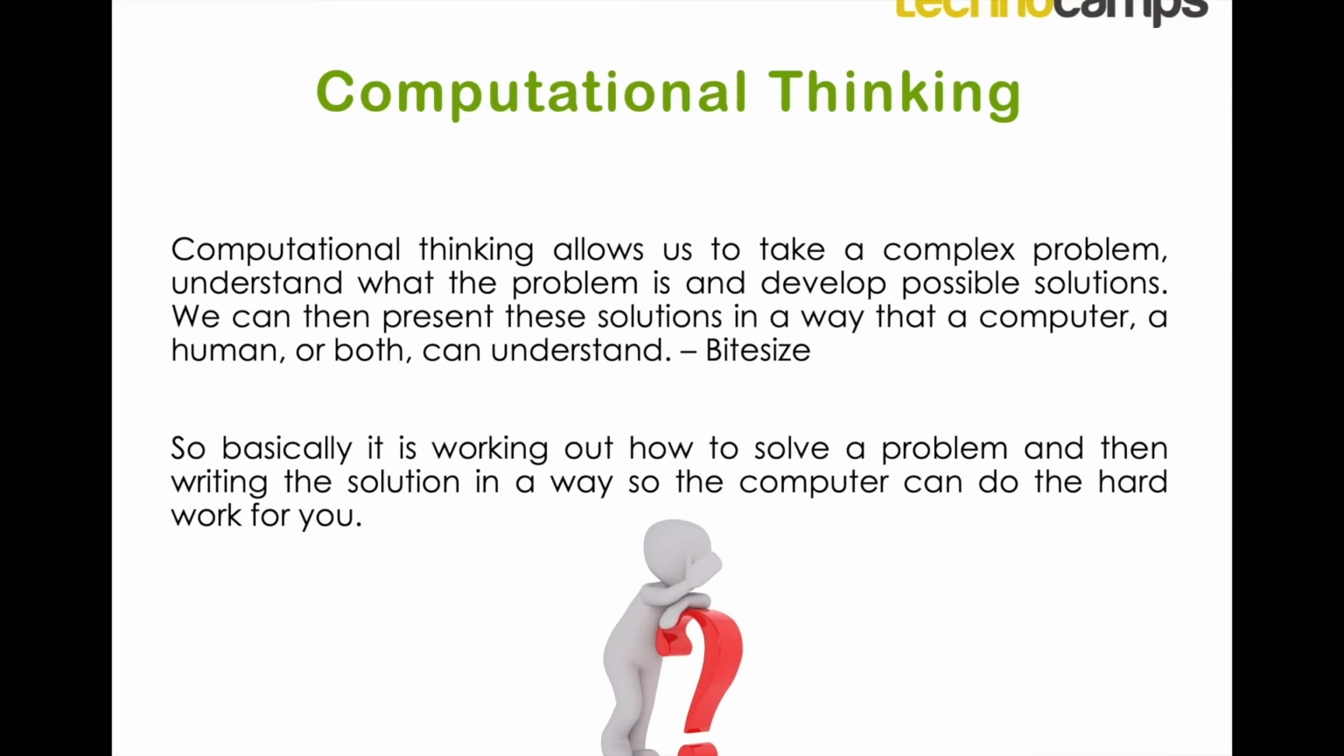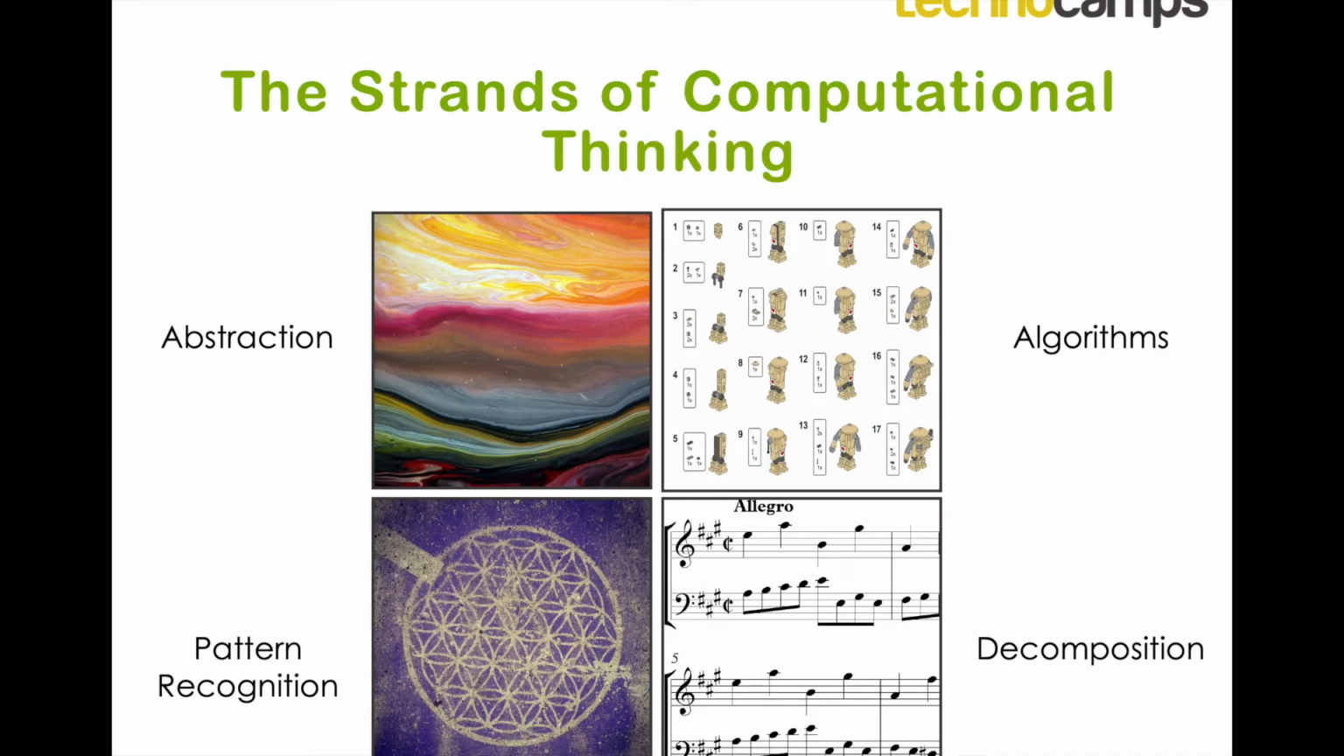So first of all, what is computational thinking? You can see there we've got a definition from BBC Bitesize, which I'm sure you've heard of. Computational thinking allows us to take a complex problem, understand what the problem is, and develop possible solutions. We can then present these solutions in a way that a computer, a human, or both can understand. So basically we're working out how to solve a problem and then we're writing the solution in a way so a computer can do the hard work for us. So we don't need to do all of that boring slog.